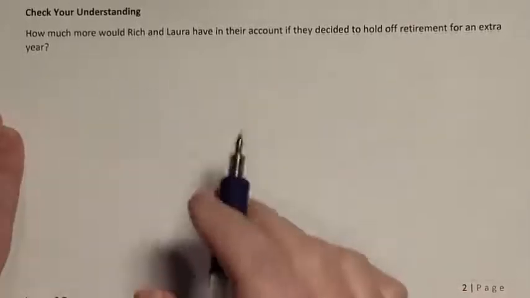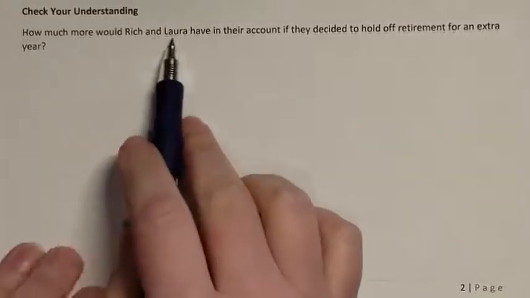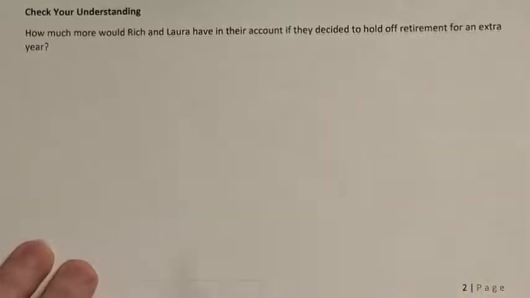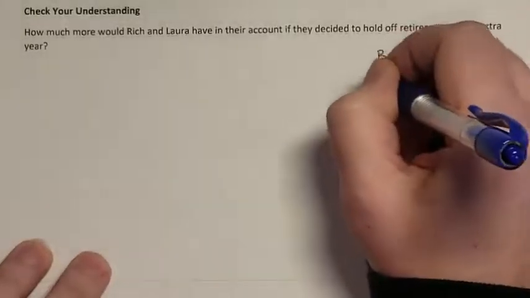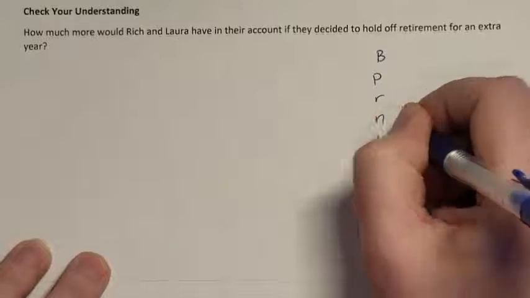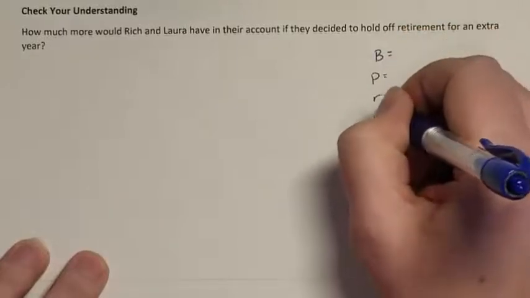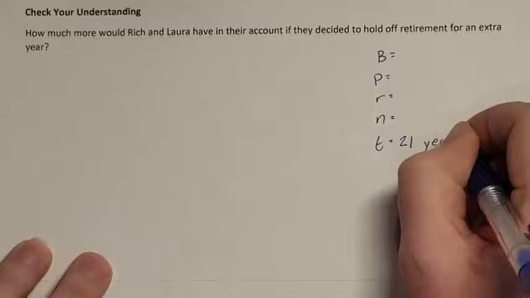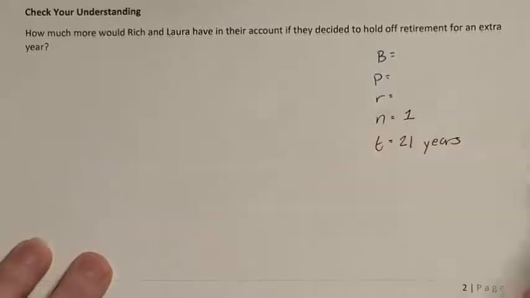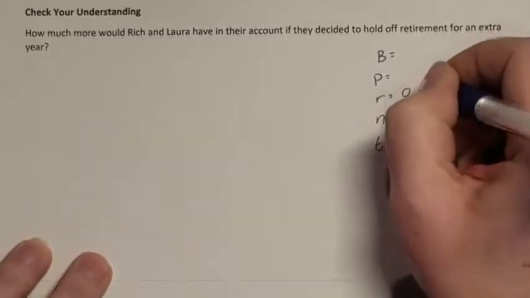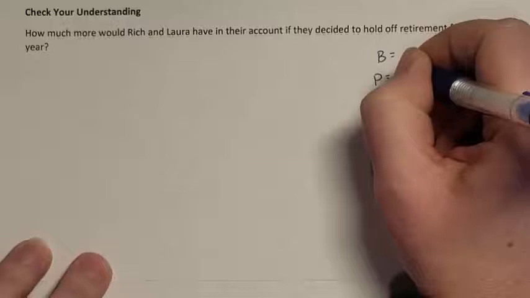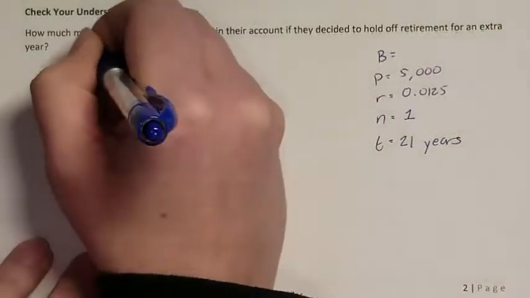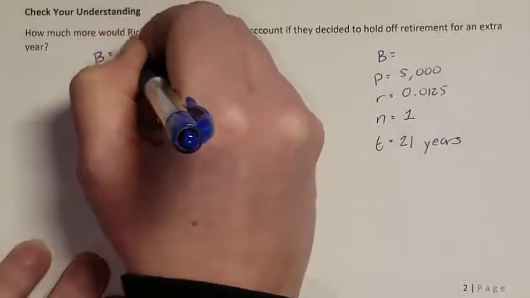Let's go ahead and check your understanding. How much more would Rich and Laura have in their account if they decided to hold off retirement for just 1 extra year? So we had our B, P, R, and T. Nothing is changing except for their years. They're no longer 20, it's now 21 years. We're still compounding once a year. We still have this as our rate, and this is still how much they put in every single time. We are just going to see how much more they had.